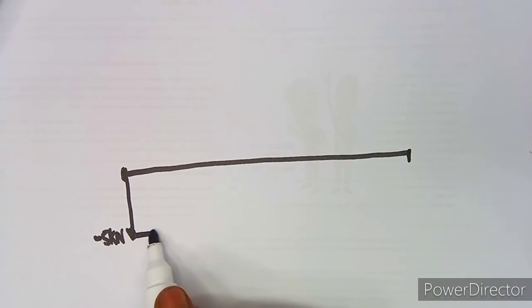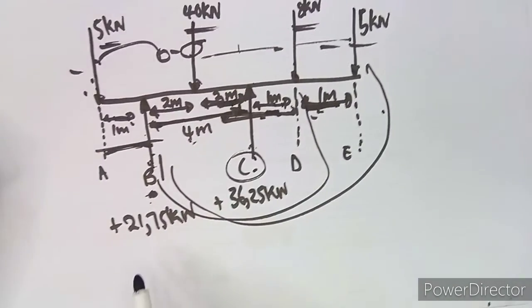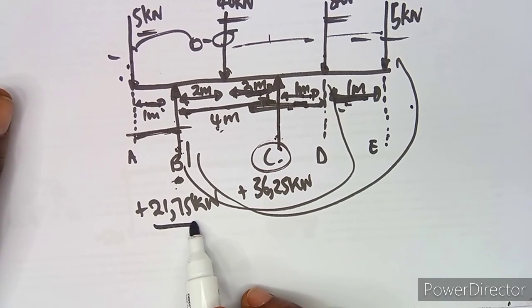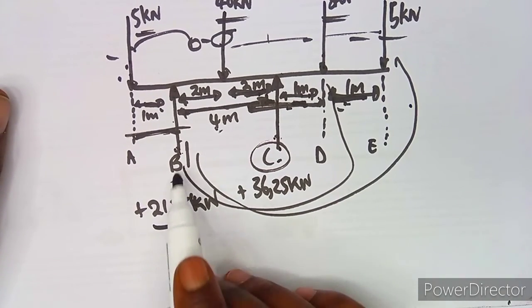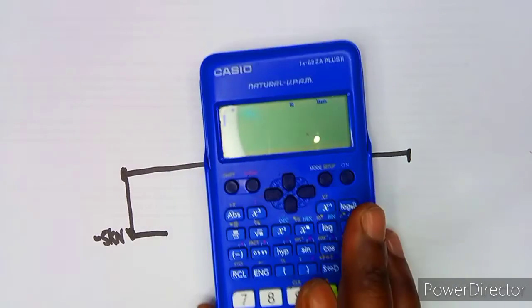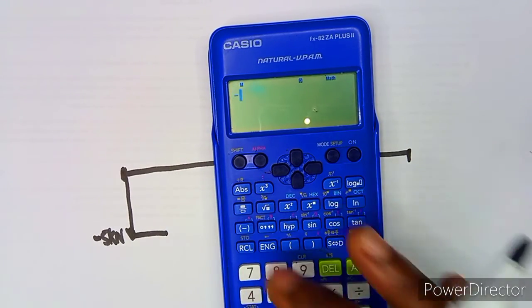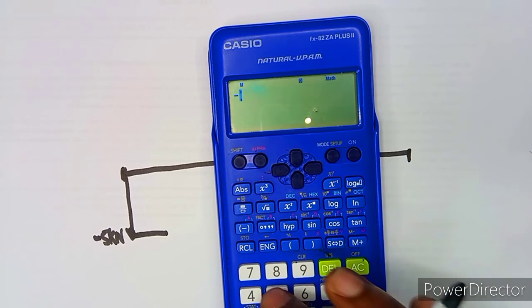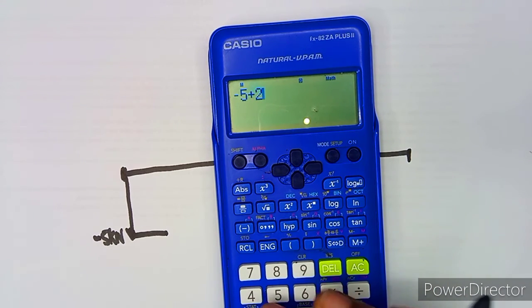So you're going to move a distance of 1 like this according to the scale. Then you move upwards 27.5, which means you're adding to this minus 5, you're going to add 21.75. So that's minus 5 plus 21.75. Is it 0.75 or 0.25? It's supposed to be 0.75. Yeah, it's 0.75. It's fine.